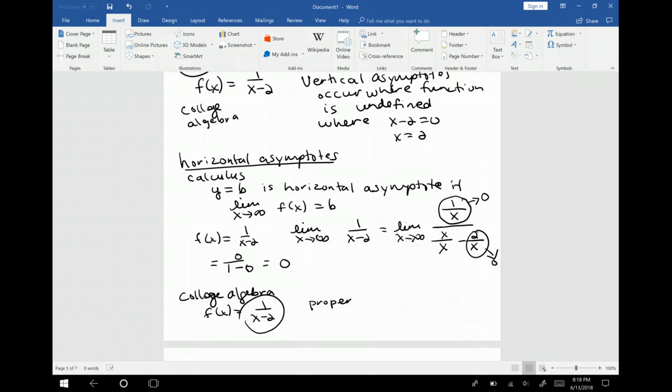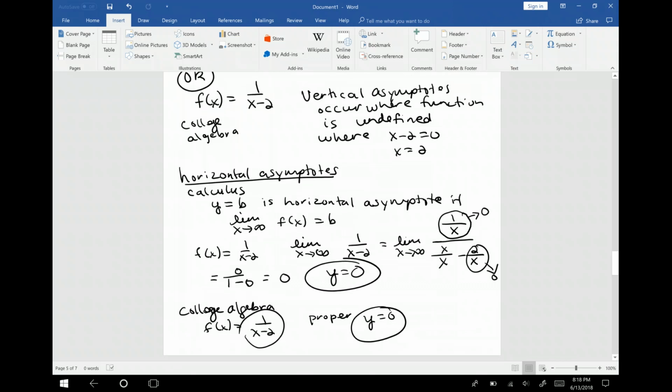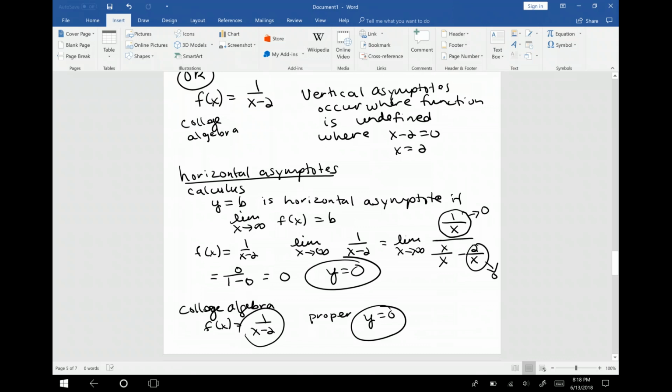This is proper. And anytime you have a proper fraction, the rule is that it's always going to be y is equal to 0 for the horizontal asymptote. Oh, I forgot to say that over here. That was the horizontal asymptote here. That's the standard way to express that. Horizontal asymptotes are equations: y is equal to something, because it's a line.